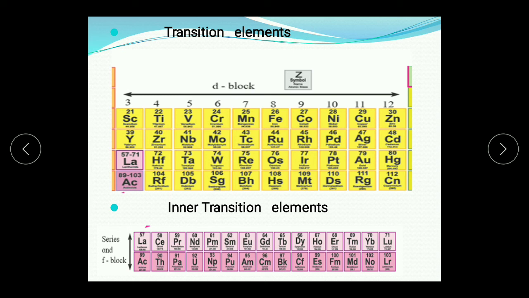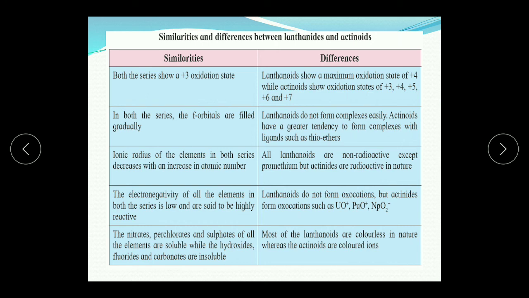Inner transition elements contain lanthanides as the upper row and the lower row as actinoids. We have learned in detail about lanthanides as well as actinoids. And today we are in the last session of this lesson. Now few points are remaining which we will cover in this session. So let us start with the study of some similarities and differences between lanthanides and actinoids.